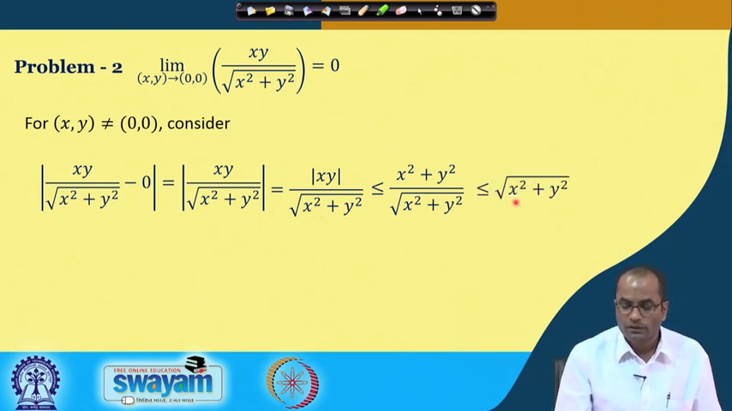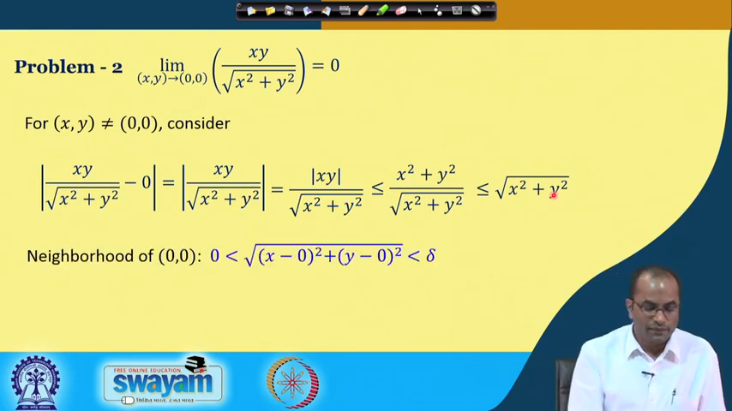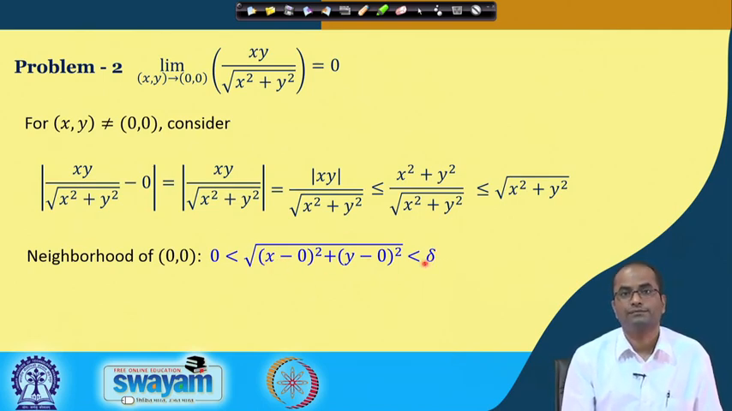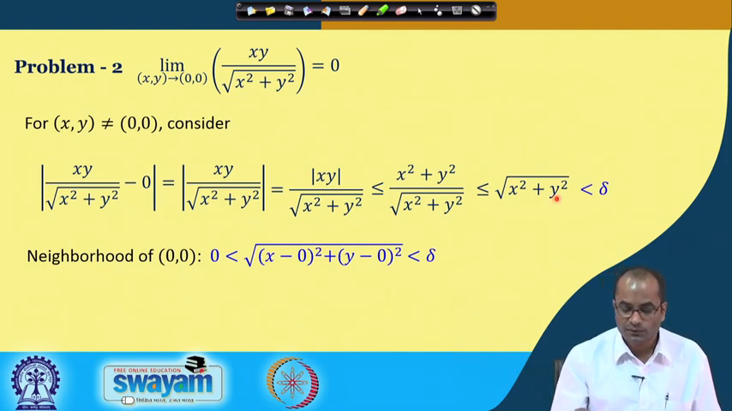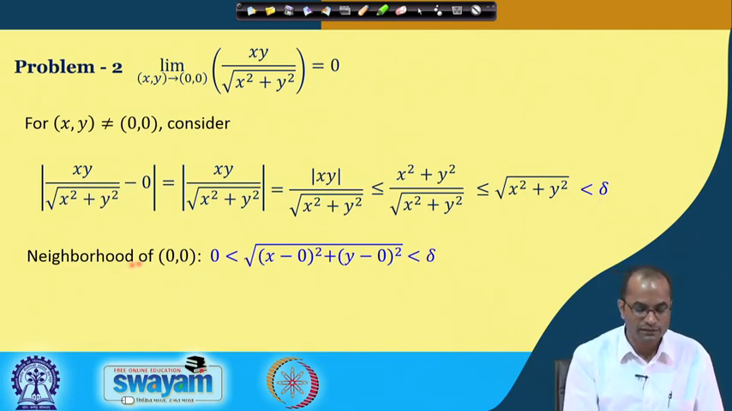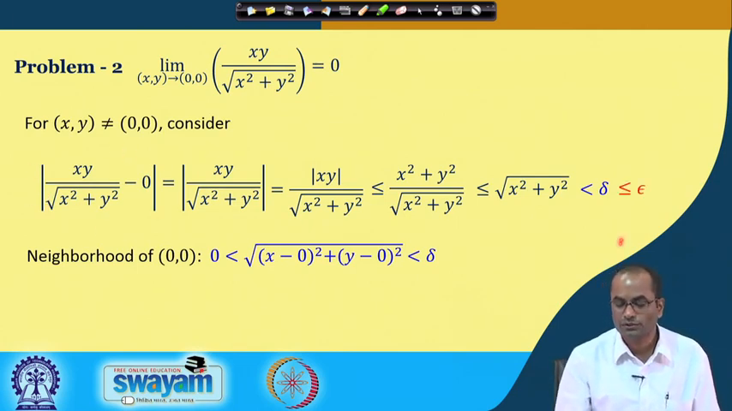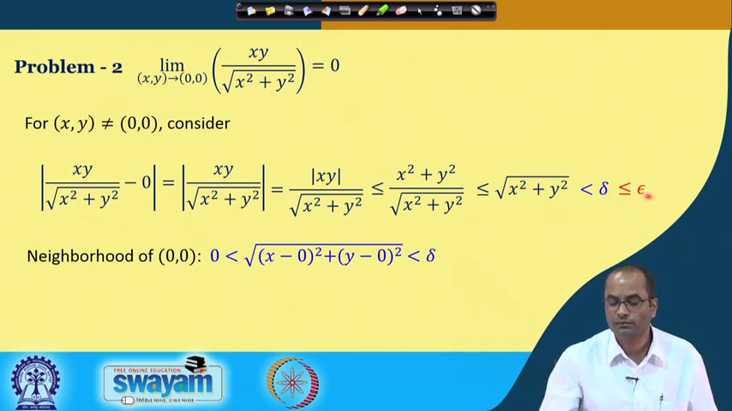So, here now we got the square root of x square plus y square, and we consider again this neighborhood of delta, which is the square root of x square plus y square less than delta. So, we set that the square root of x square plus y square is less than delta, at least in the neighborhood of this (0, 0), and now we want to set that this difference is less than epsilon. So, again we will use the same idea.